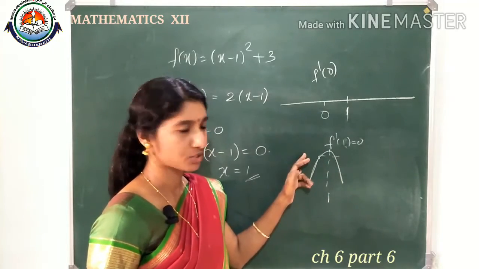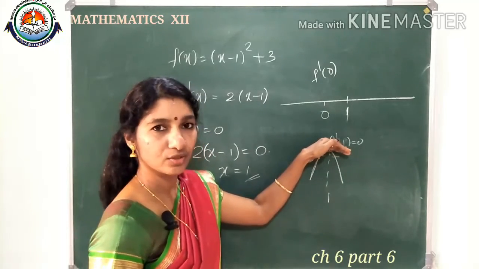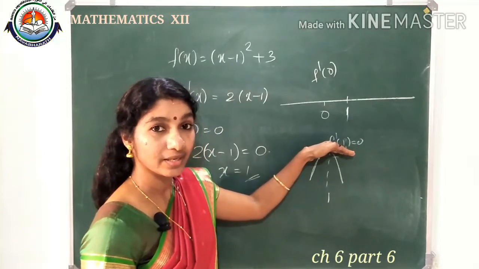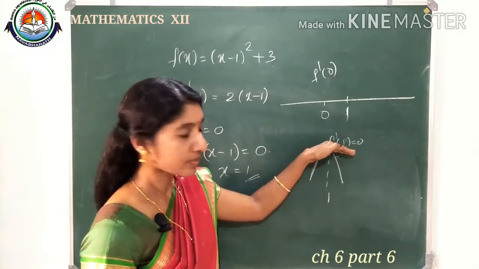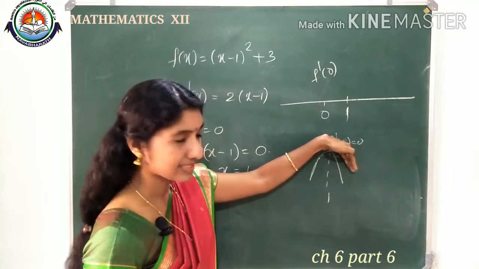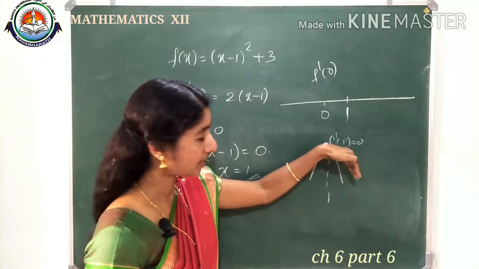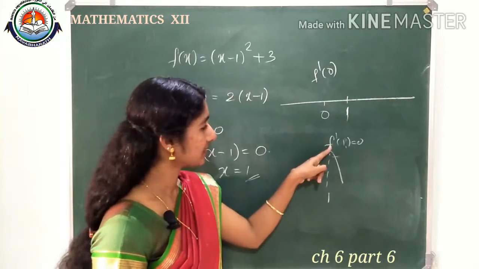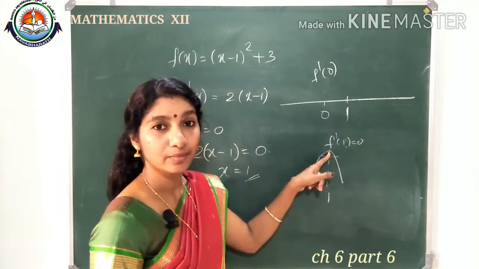Because we already found f dash of 1 equal to 0, at 1 either we will get a maximum value or a minimum value. So we should get its left side as positive and its right side f dash of x should be negative. Then we can say this is a maximum point.